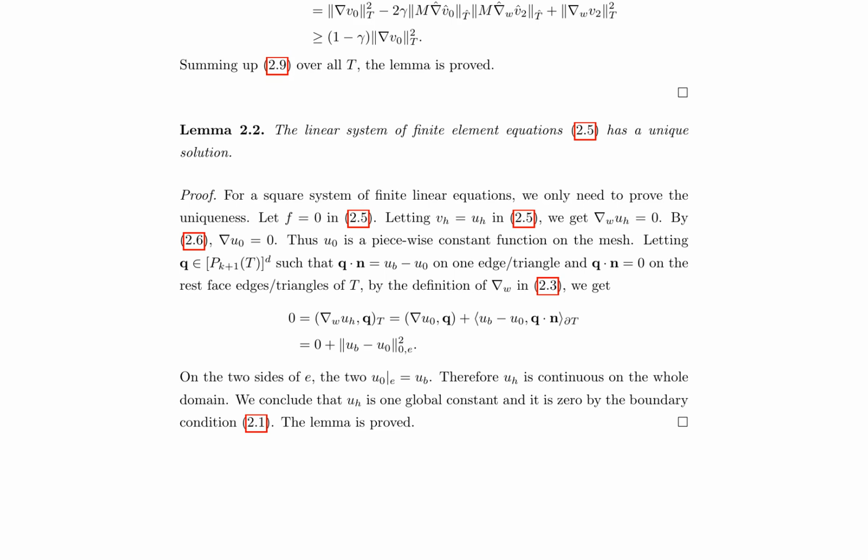Subsequently, Lemma 2.2 is presented, which asserts the uniqueness of the solution to the linear system of finite element equations. The proof involves showing that if the right-hand side of the system is 0, then the solution must be 0. This is achieved by first demonstrating that it is a piecewise constant function on the mesh, and then constructing a function Q that satisfies certain properties, ultimately leading to the conclusion that it is continuous on the entire domain and equal to 0 due to the boundary condition.